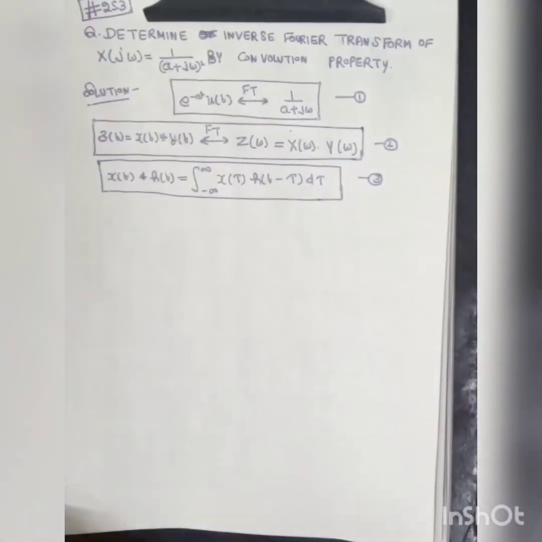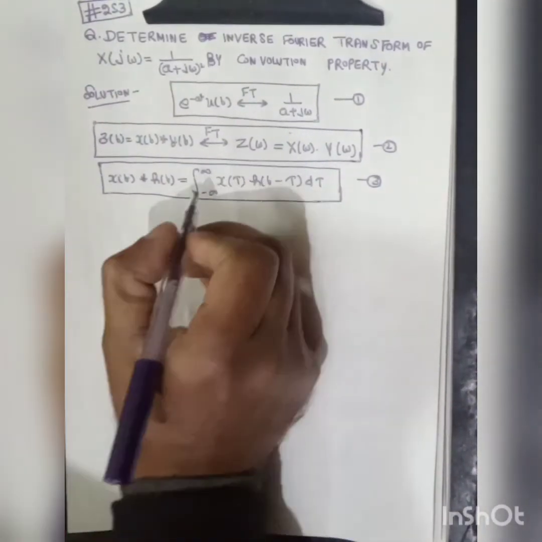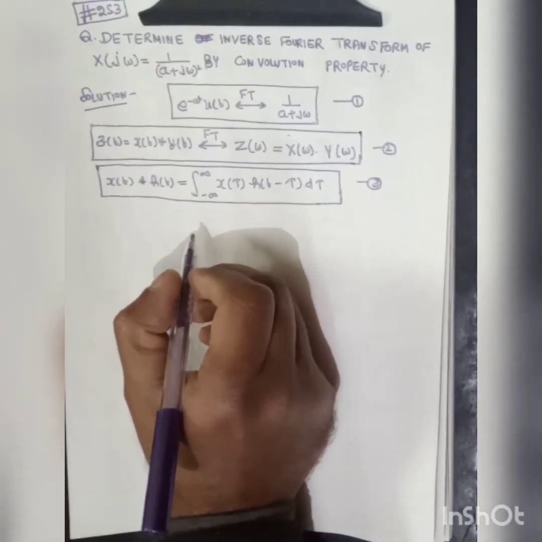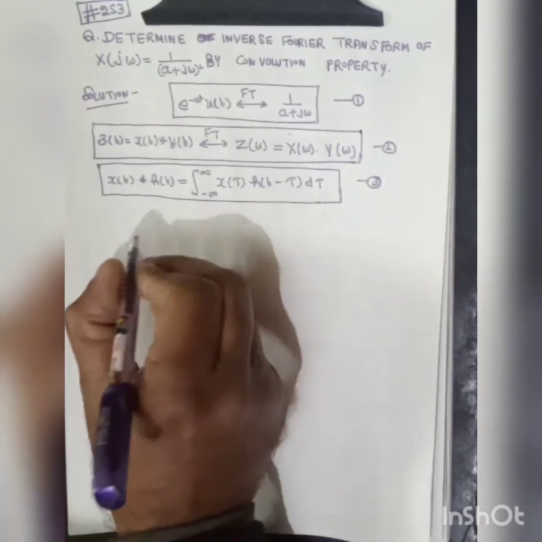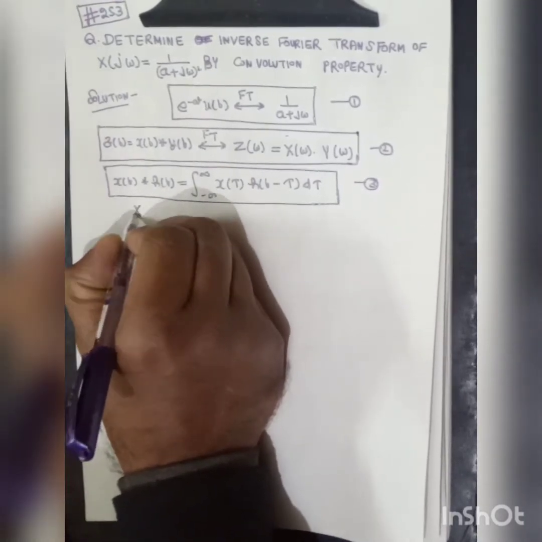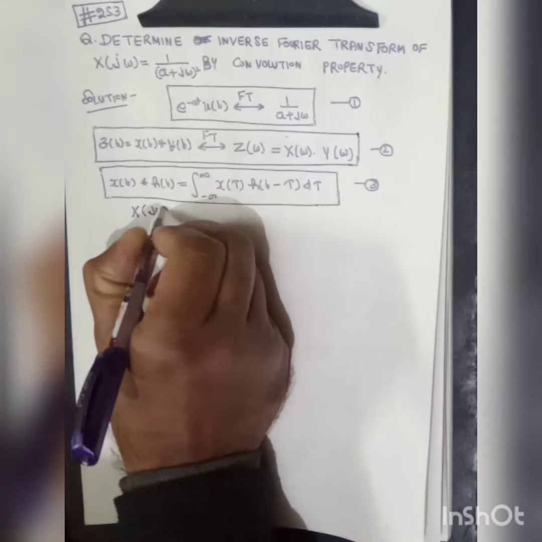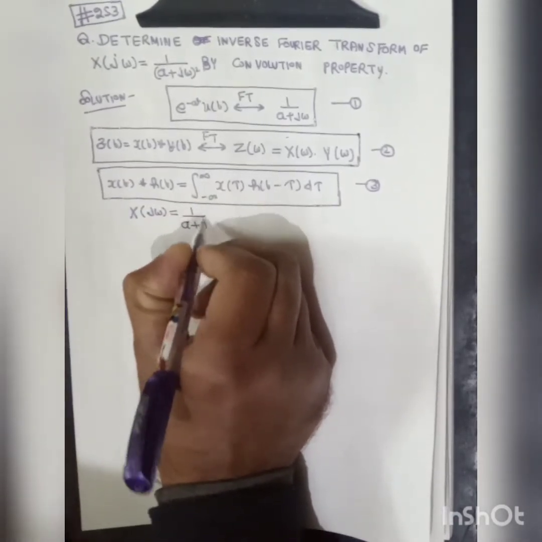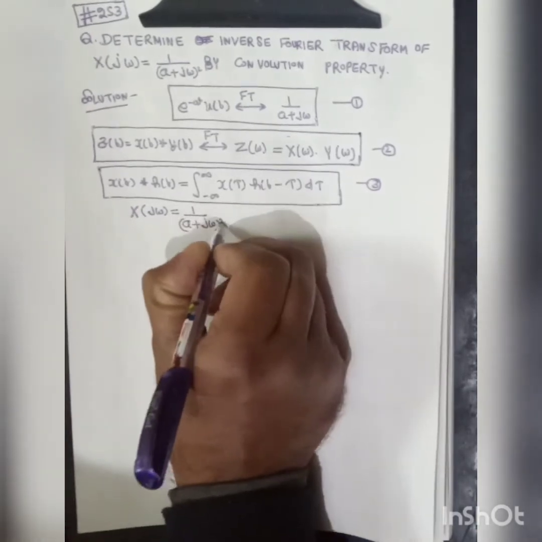Hello, this is a question related to inverse Fourier transform. We have to determine the inverse Fourier transform of a given signal by using the convolution property. The given signal is capital X(j omega) equal to 1 upon (a plus j omega) whole square.